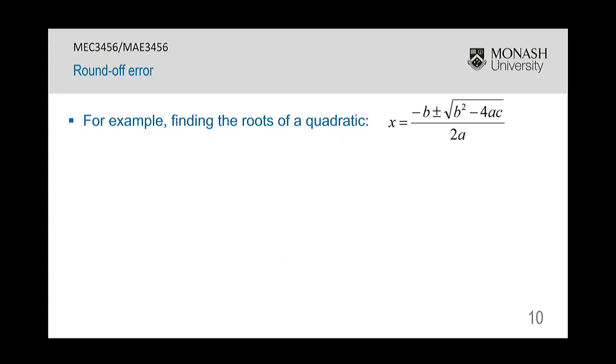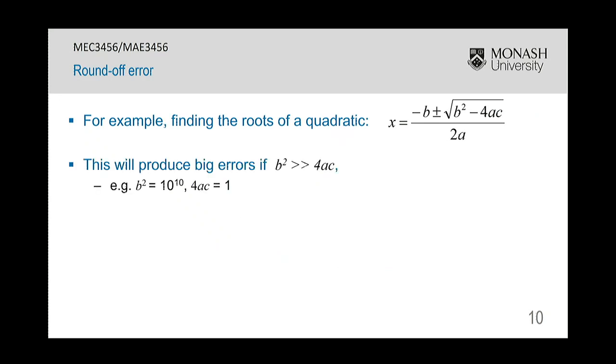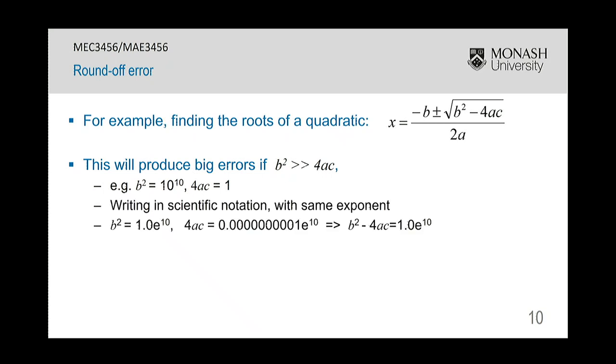Another example, let's find the roots of the quadratic. I think we all know that formula there. Let's imagine that b squared is very much bigger than 4ac. So b squared is, say, 10 to the 10, and 4ac is just equal to 1. Now, if we're going to write this in scientific notation with the same exponent, then b squared is equal to 1 times 10 raised to the power 10.